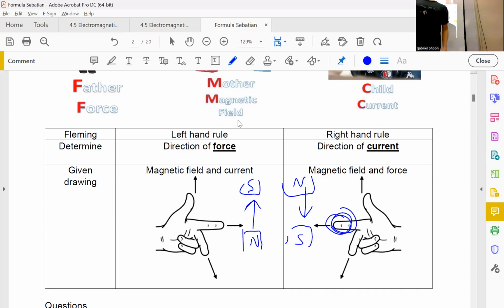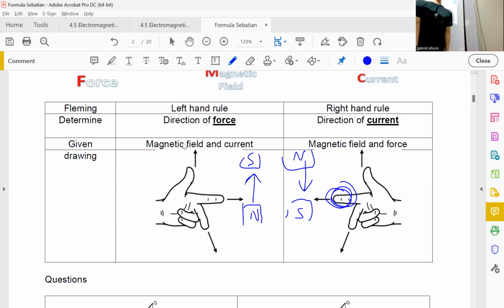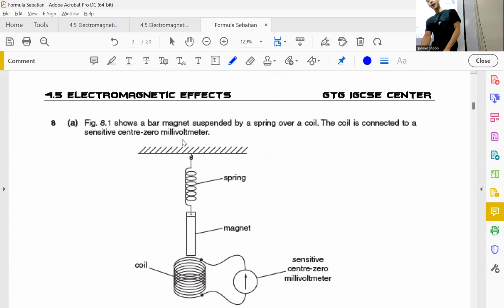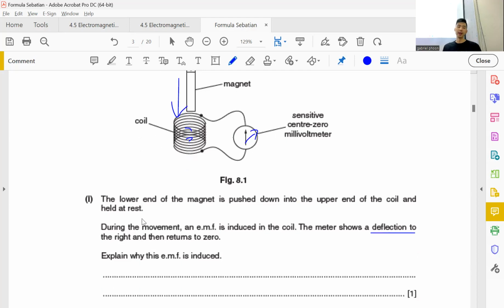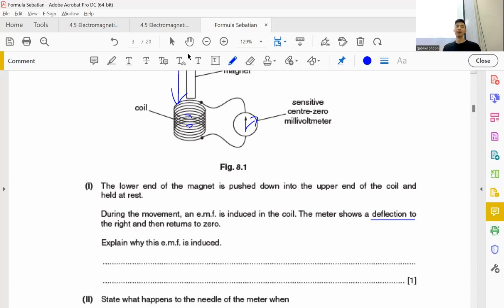Shut up. And onward. Tell you what to do, guys. So in this first part here, they say that during the movement, the coil induces an EMF and then deflects to the right and then returns to zero. So basically, I associate that pointing the magnet going down will deflect it to the right. Okay, maybe the current is in a specific direction, right? Okay, then after that, explain why this EMF is induced.